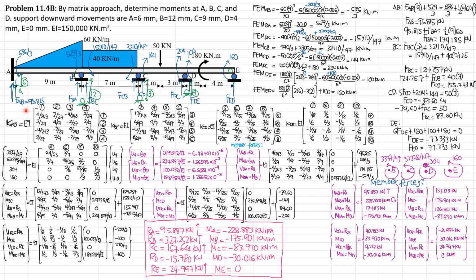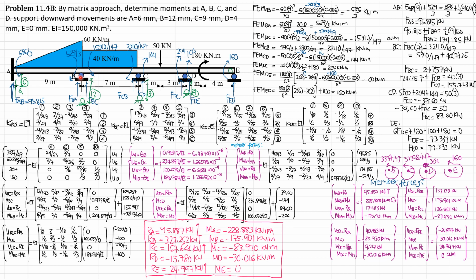So for the fixed end forces, FAB, all you have to do is sum up moments about B equals 0 considering AB. FAB times 9 plus 529 over 3 equals 686 over 3 plus the moment of the load, 1/2 of 9 times 60 times 1/3 of 9, 3. So FAB is 95.815 kilonewtons.